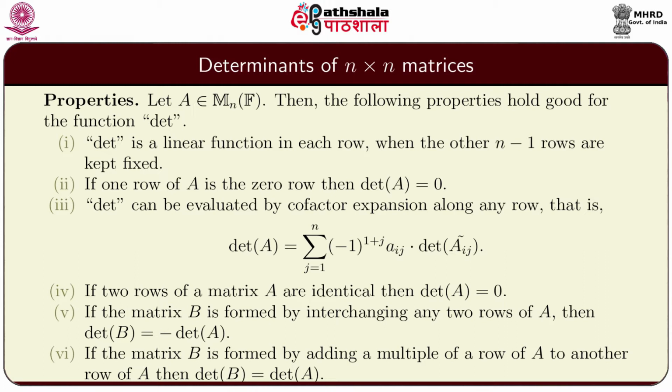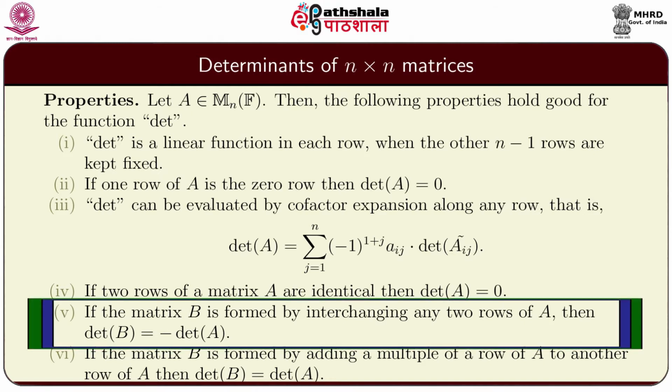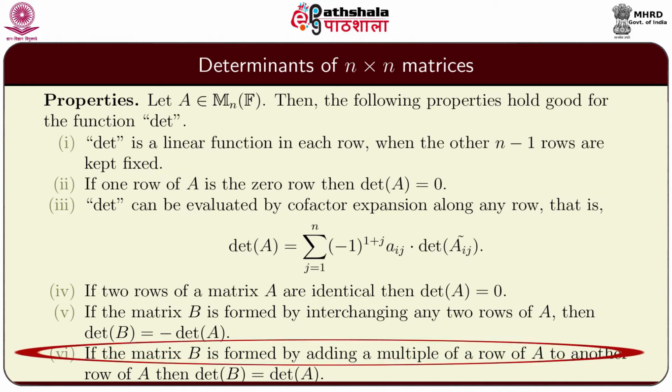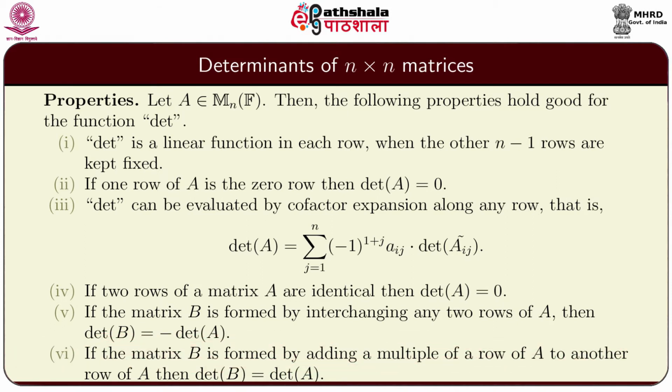4. If two rows of a matrix A are identical, then det A is 0. 5. If the matrix B is formed by interchanging any two rows of A, then det B is equal to minus det A. And 6. If the matrix B is formed by adding a multiple of a row of A to another row of A, then det B is the same as det A.